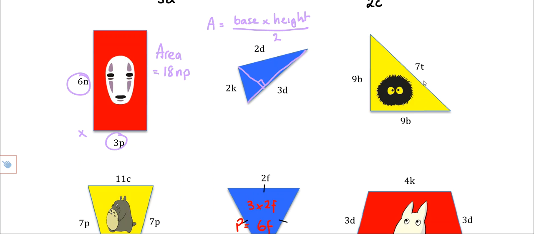So I could maybe do it for this one if I knew that was a right angle. So what would be, if I tell you that that's a right angle, therefore it is half of a square, what would the area of this triangle be?